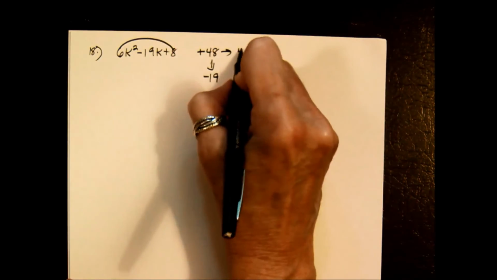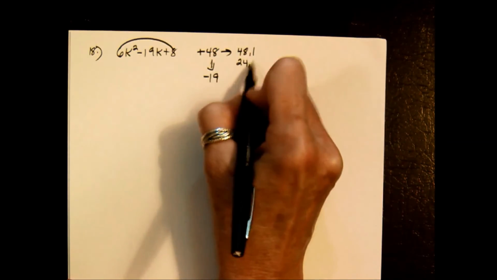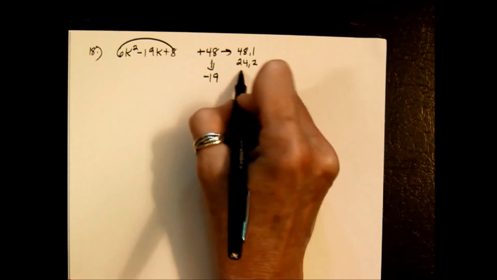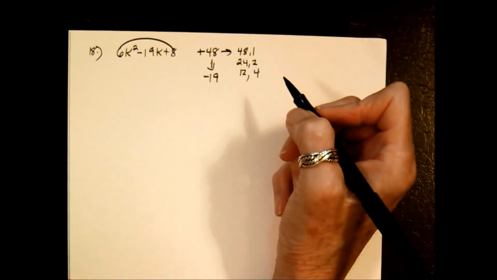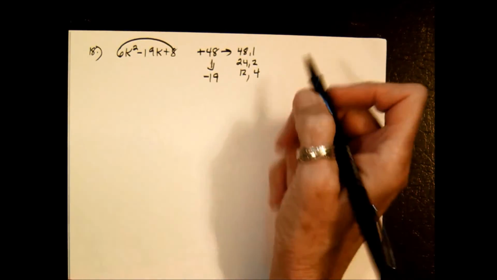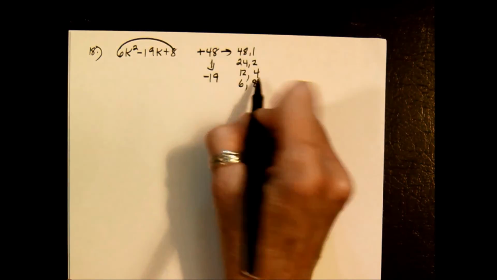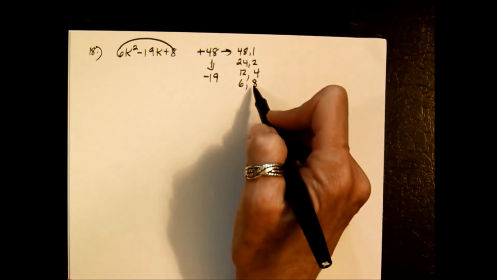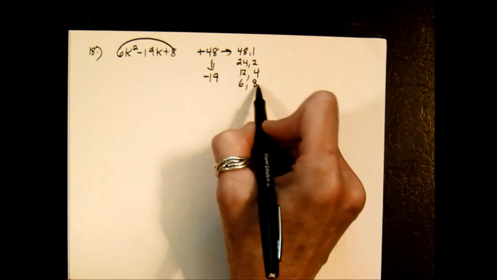48 times 1, divide by 2, multiply by 2, divide by 2, multiply by 2, divide by 2, multiply by 2, and I realized when I did it on the last page, we had an error. I had a 12 and a 3 and a 6 and a 6, so you can go back and look at number 17.